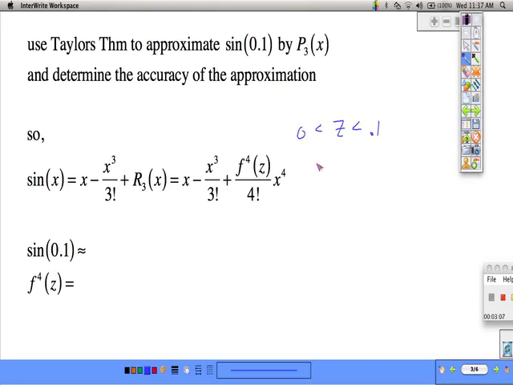So using this, we find that the sine of 0.1 is approximately 0.1 minus 0.1 cubed over 3 factorial, which is approximately 0.099833. The fourth derivative of sine x evaluated at z is equal to the sine of z.